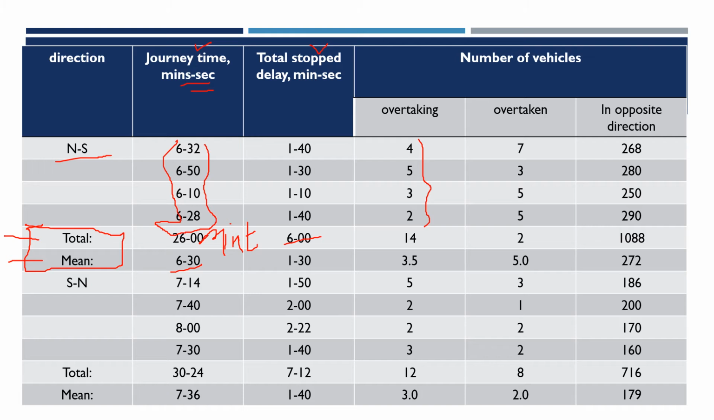Now coming to the calculation part. The first parameter we need to calculate is flow for both directions. If you recollect the equation, we have (NA plus NY) divided by (TA plus TW). This is the equation for calculating volume. This has to be calculated for each direction, north-south and south-north.